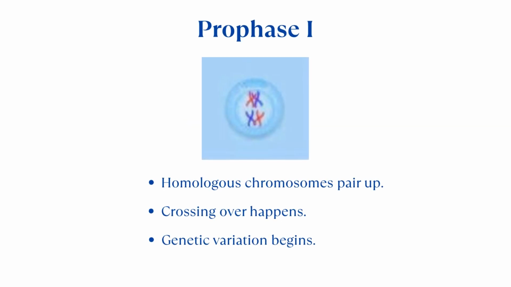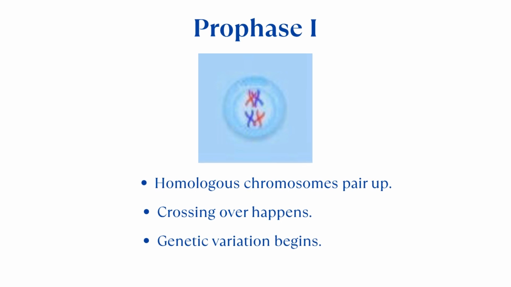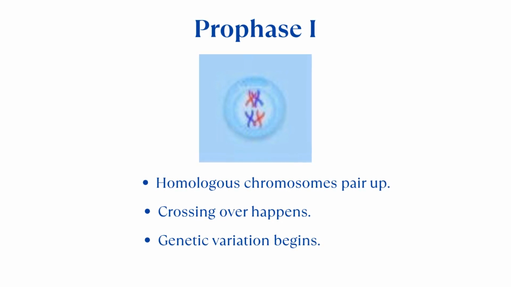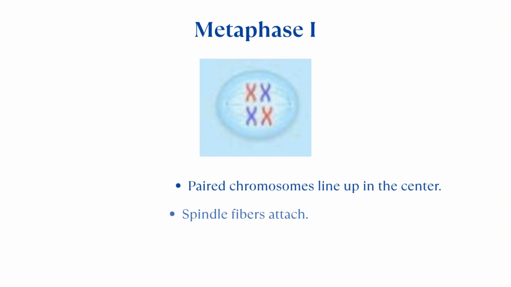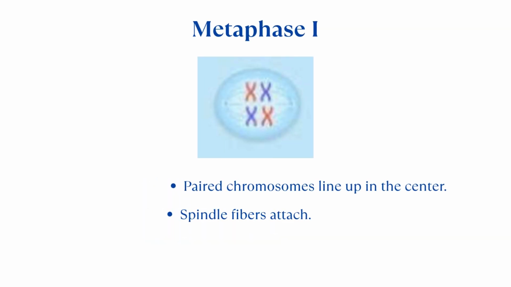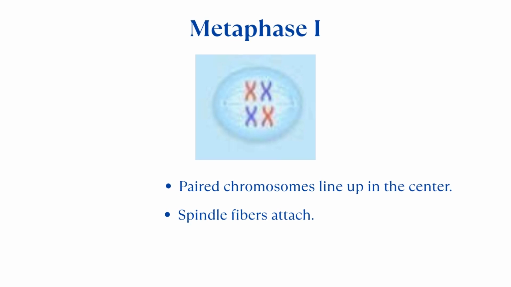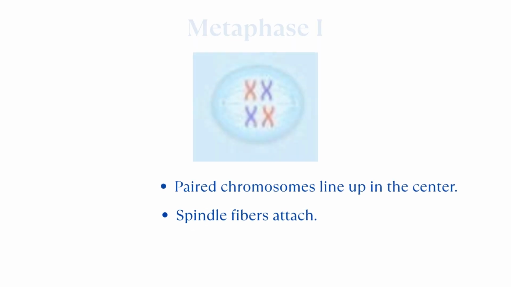In prophase 1, chromosomes pair up with their matching partners. They swap pieces of DNA in a process called crossing over. This increases genetic diversity. Here, the chromosome pairs line up in the middle of the cell. This arrangement is random, adding more variety.